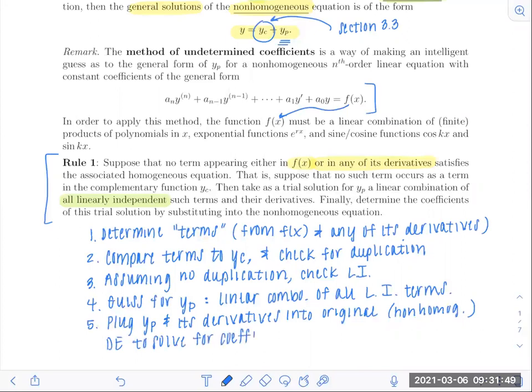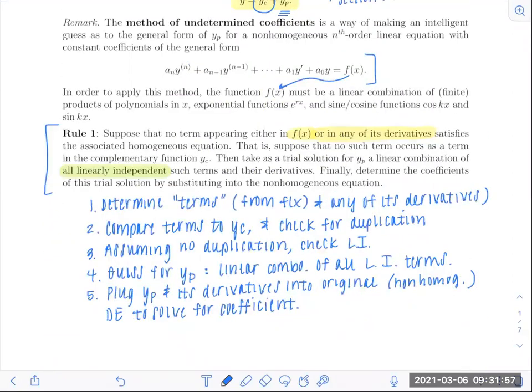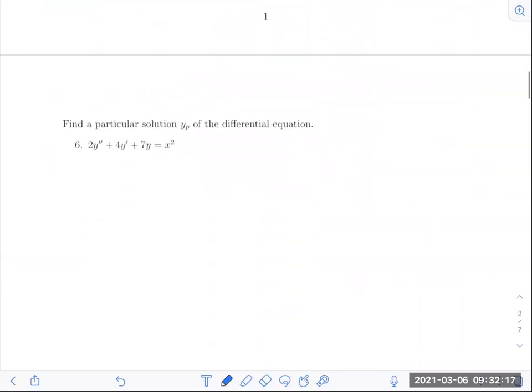That last step is where the title of this section is coming from. The title was Undetermined Coefficients. So we have to do this extra step here in step 5 to determine those coefficients exactly. We're going to do a couple of examples illustrating how to go through this process and use rule one, assuming no duplication. Let's move on into the first example, which is problem 6 from the textbook.